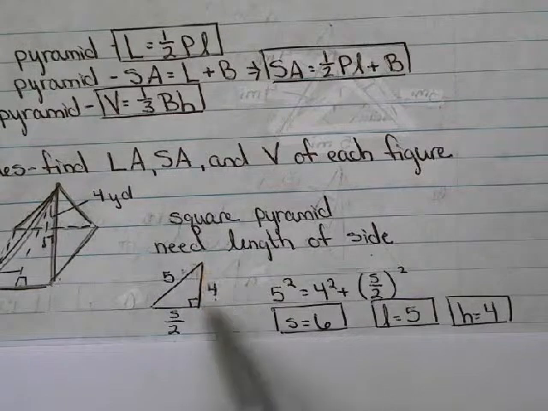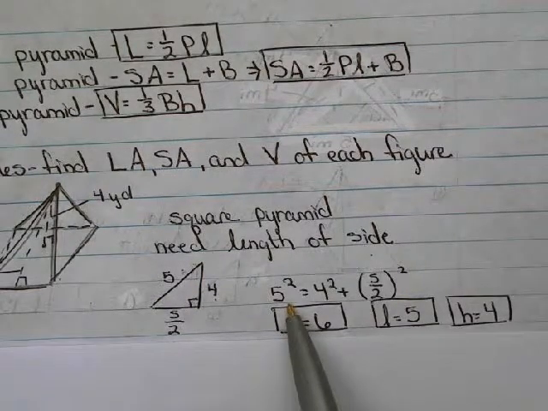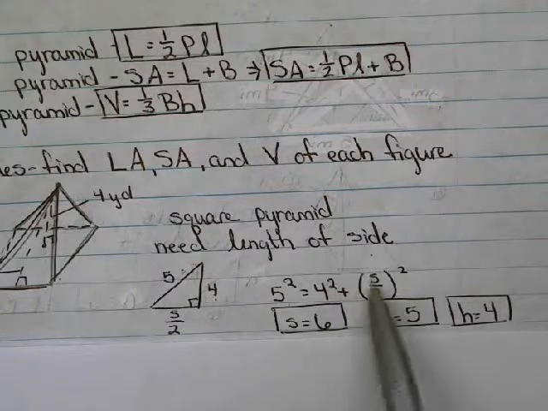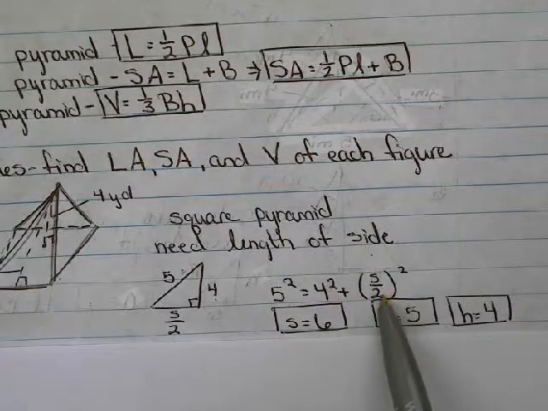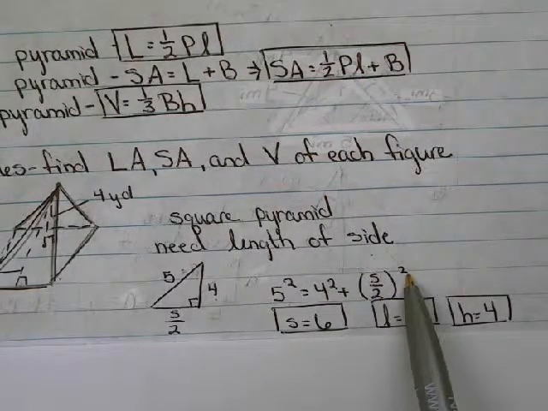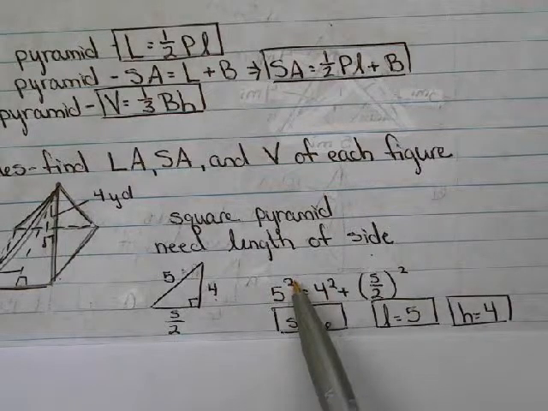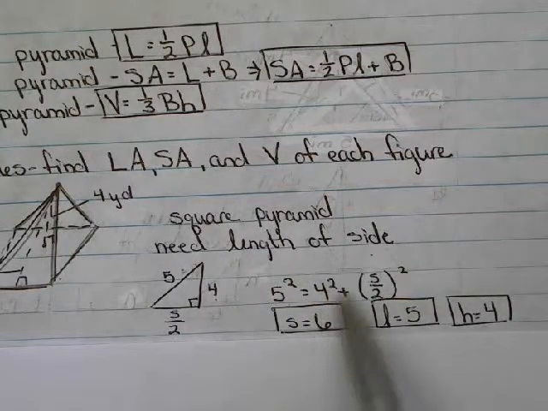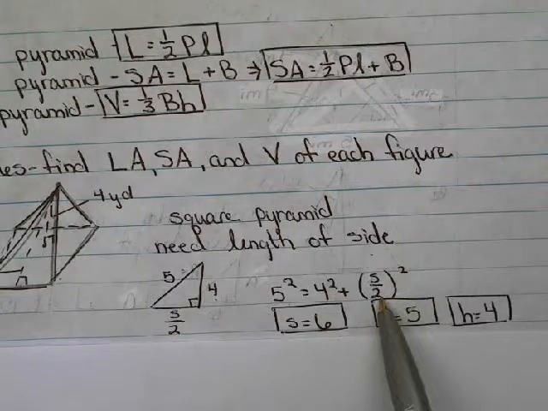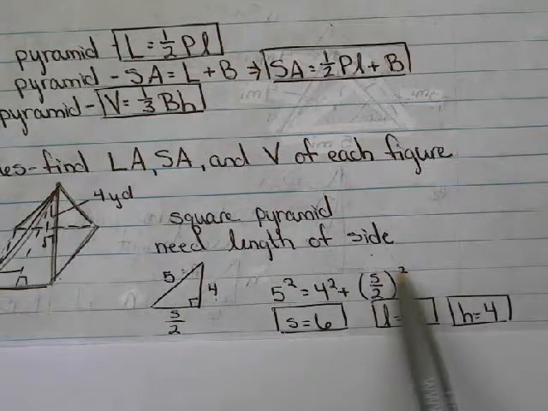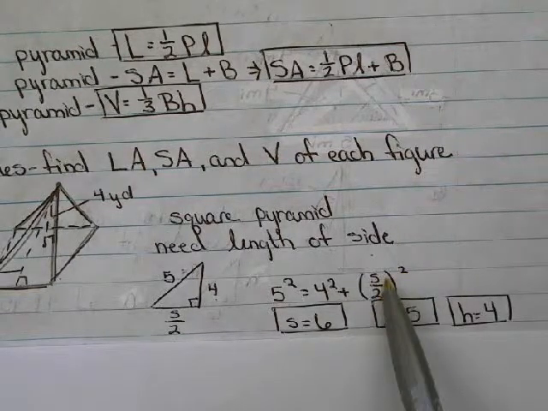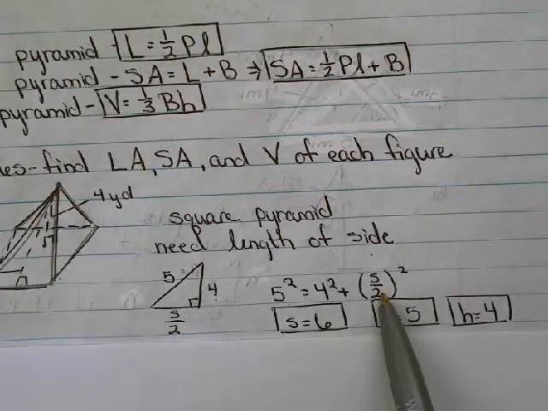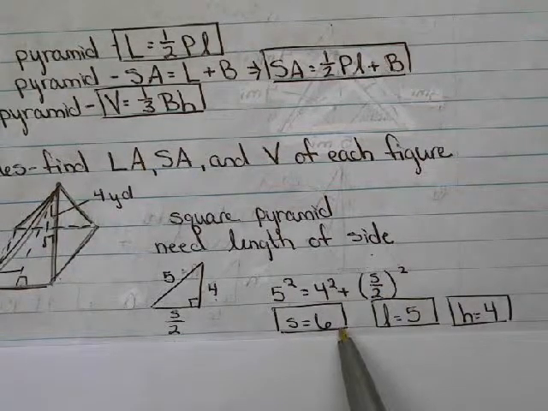So if you look, I've got a triangle here, so I just used the Pythagorean theorem: 5 squared equals 4 squared plus, in parentheses, S over 2 squared. 5 squared is 25, 4 squared is 16, and S divided by 2 squared, you have to distribute that 2 onto both parts, so that would be S squared over 4. Then once you do all that math, you get S is 6.